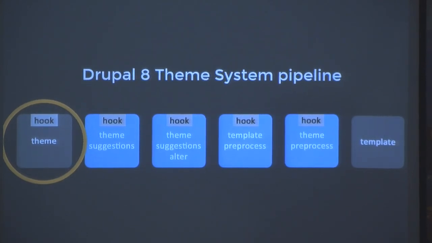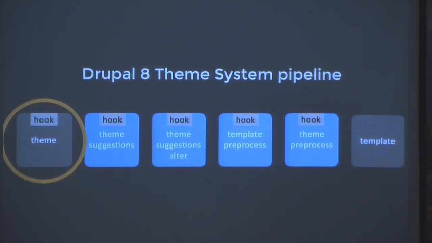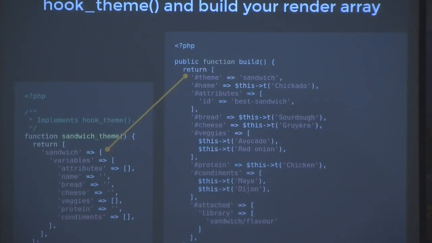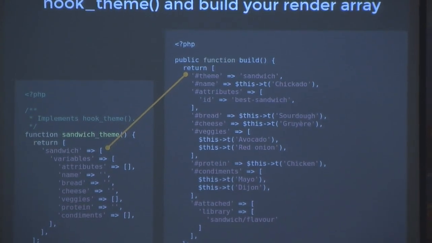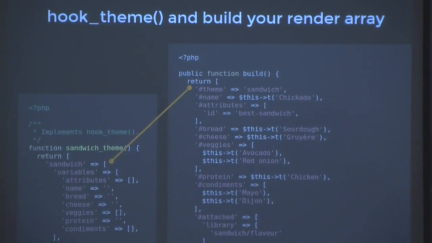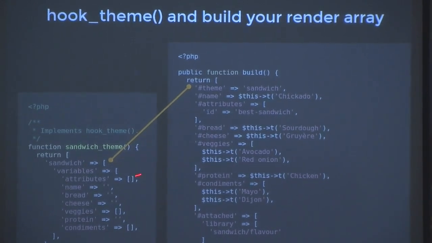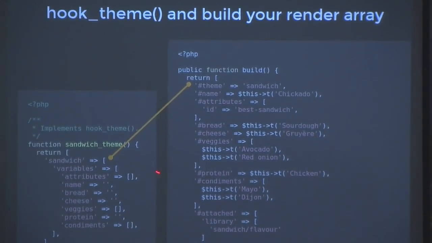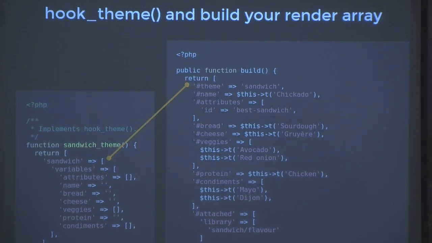So let's start on the first step, which is the hook_theme implementation. hook_theme is a hook, obviously, because it's called hook_theme. And in hook_theme, you provide theme hook implementations. Theme hook implementations are renderable items, and the metadata related to that renderable item is collected in hook_theme. I'm creating a theme hook implementation called sandwich over here. It's a little bit confusing because the name of the module is also sandwich. So this is the name of the module, and this is the name of the theme hook that I'm creating.